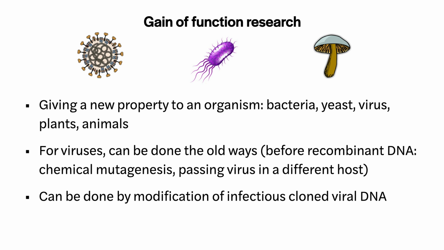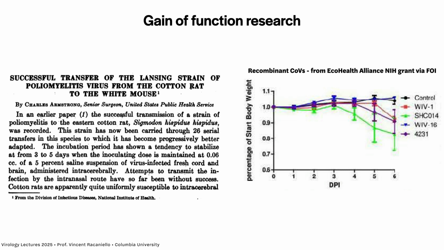An example is gain-of-function research. Now, having infectious DNA copies of viral genomes allows you to do gain-of-function research very easily, right? You could do it in the old days, right, before recombinant DNA, by simply chemically mutagenizing, passing a virus in a different host. But the goal was always just to give a new property to an organism, any organism. And today we can modify infectious DNA and get different phenotypes, and that's a gain of function. It's not necessarily bad. But here are 2 examples of gain of function research.